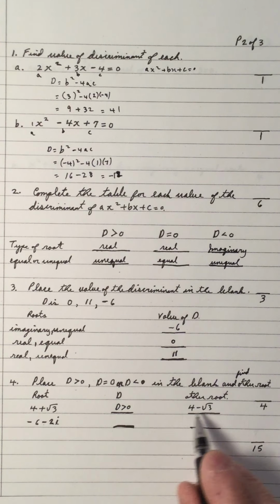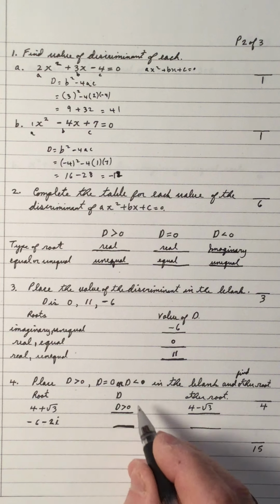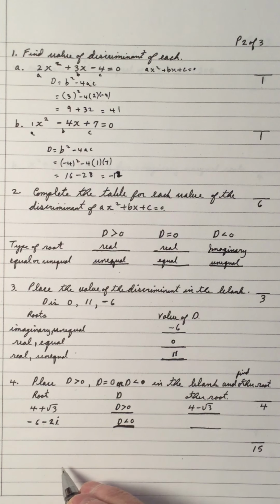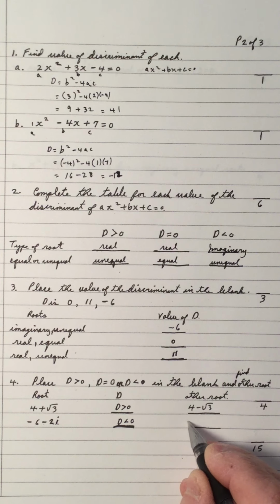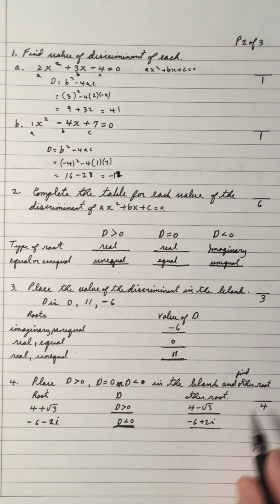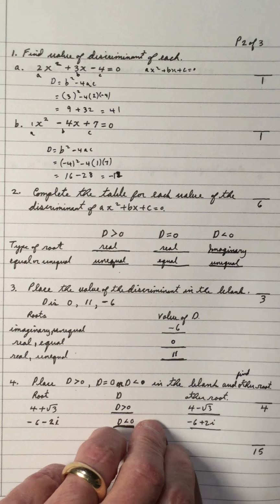And for each one of those, give yourself a mark. And if you have negative 6 subtract 2i, then your discriminant is going to be D is less than 0, and the conjugate is negative 6 plus 2i. 2 more marks, 4 in total. And when you have it all done, total up the page.